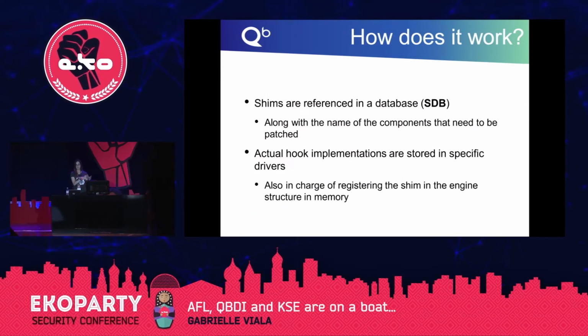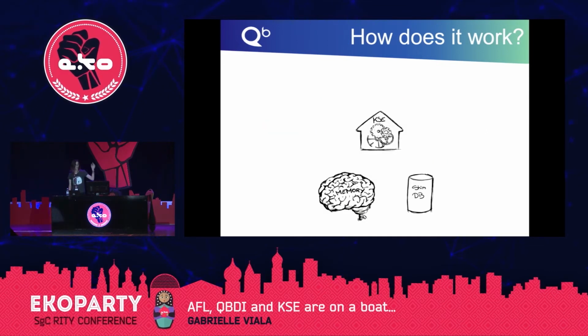You have the shims that are referenced in a database. We will call it the SDB. In this SDB, you will find the names of the components that need to be patched. But actually, the hook implementations are stored in specific drivers that are in charge of giving information about the shim to the KSE. So I'll go graphical because it's more convenient for explaining this stuff.